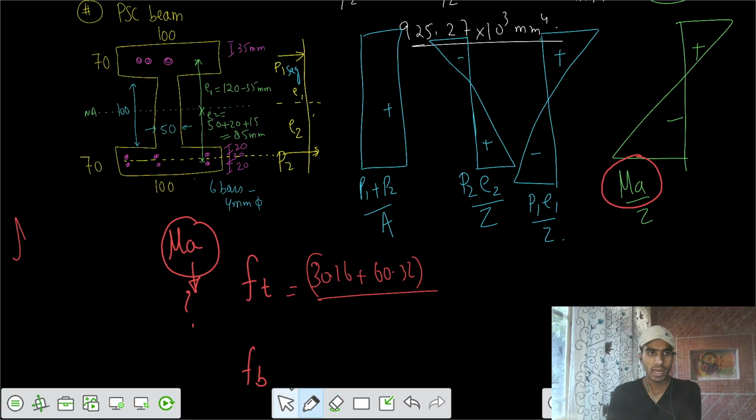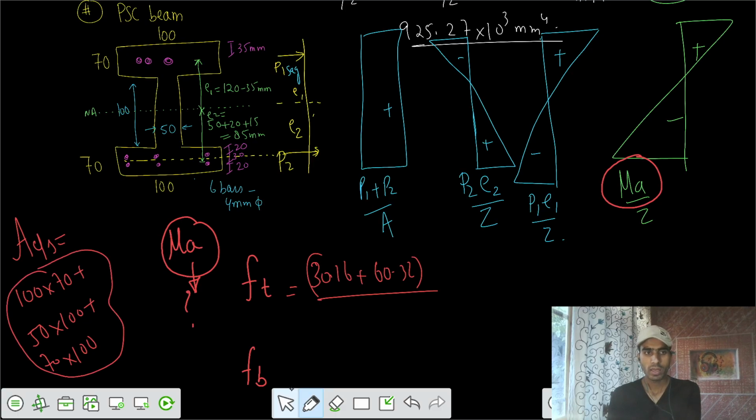This is your section, and the cross-section area of the concrete is 100 into 70 plus 50 into 100 plus 70 into 100. So this is your area of the concrete section, in millimeter square. Let's say this is your area, and you know that.